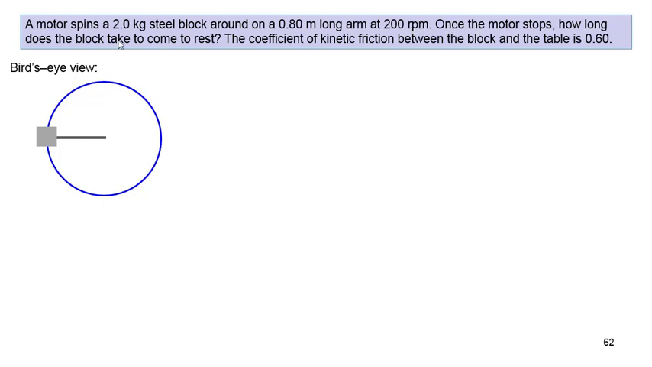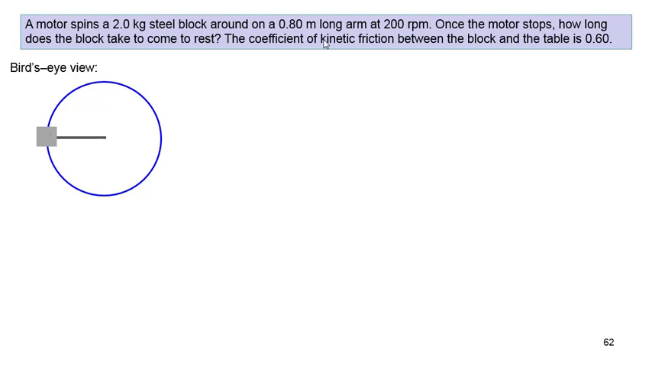And it says once the motor stops, so that means that nothing is pushing it forwards anymore. How long does the block take to come to rest? So we're going to come to rest because there's going to be kinetic friction. The kinetic friction is always going to point opposite the direction we're moving, and since we're always moving tangent to the circle, the kinetic friction is always going to oppose that and go in the opposite direction. So there is a force in our tangential direction.